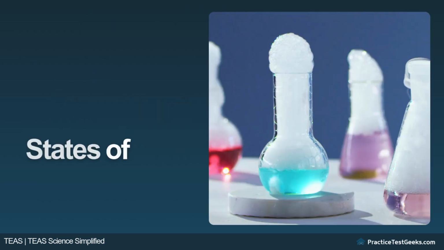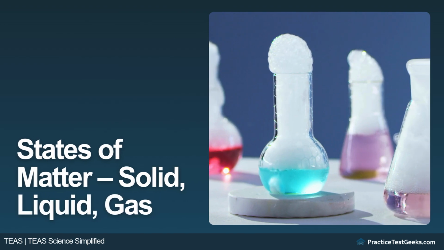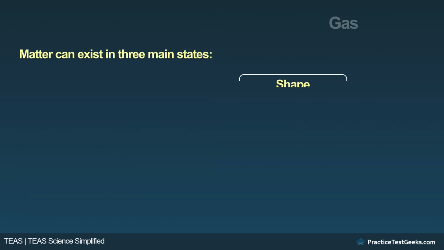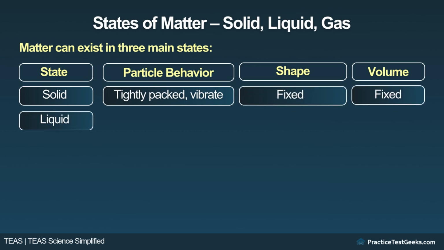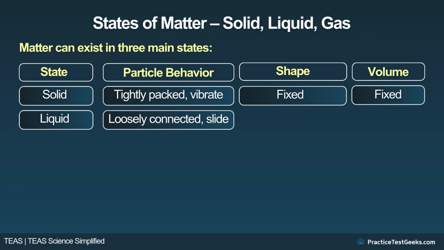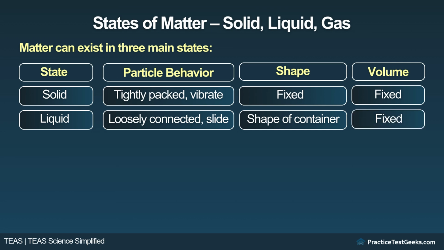Next, let's review the three main states of matter: solid, liquid, and gas. In a solid, particles are tightly packed and only vibrate in place. That's why solids have a fixed shape and a fixed volume. In a liquid, particles are more loosely connected and can slide past each other. Liquids take the shape of their container but still keep a fixed volume.